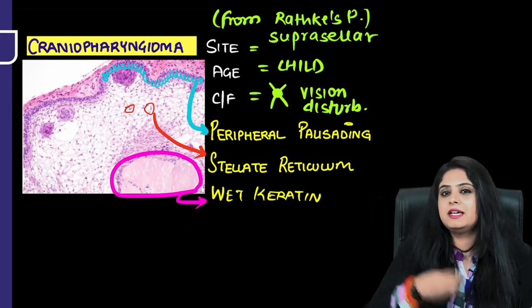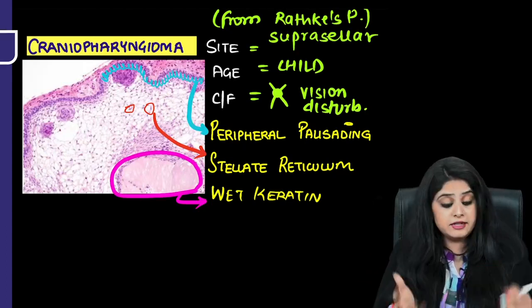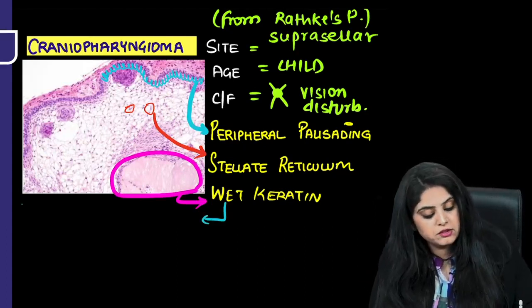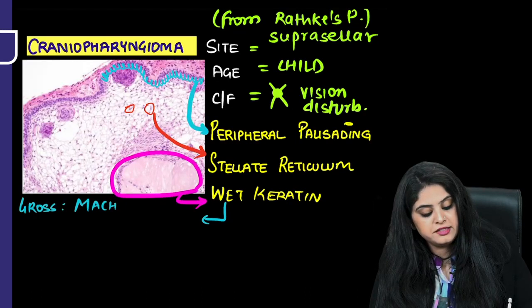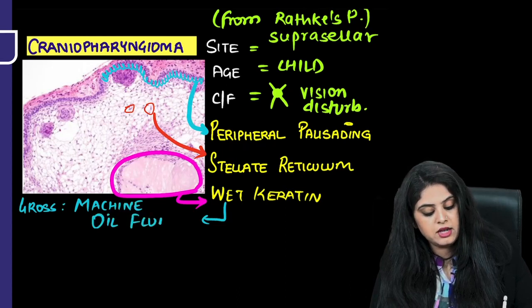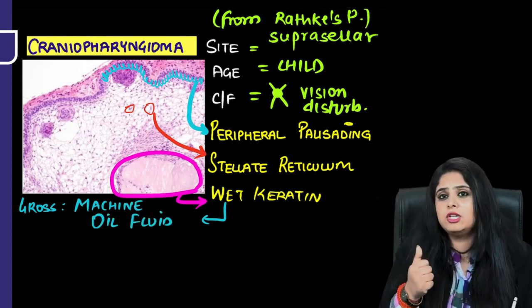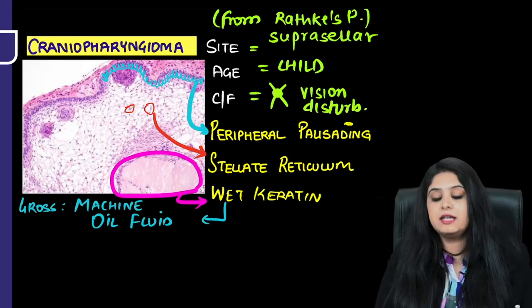You will say, ma'am, it is pink. You could have called it keratin. Why are you calling it wet keratin? Because this is going to give the appearance of machine oil. So they say, which is the brain tumor which is going to have a machine oil fluid coming from within it, brown colored machine oil fluid, that is going to be craniopharyngioma.